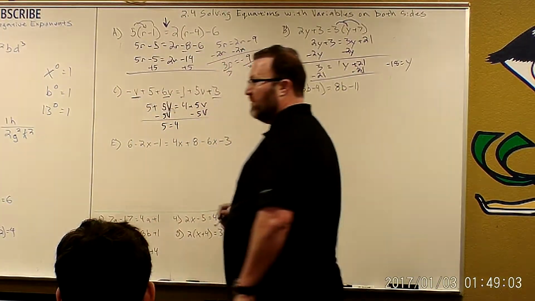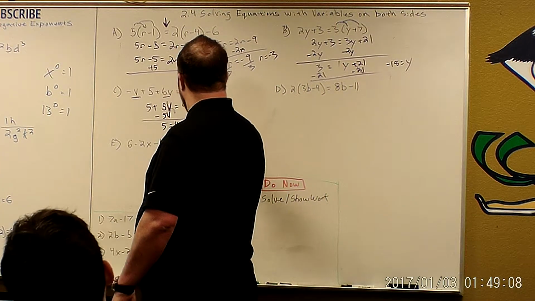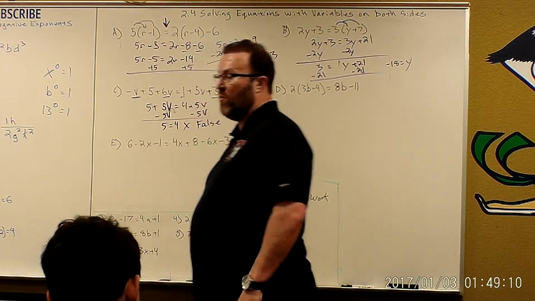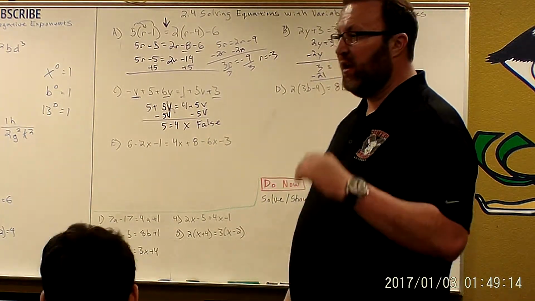What does this mean? False. Yep, we make a little check mark by it and write false. These numbers have to be exactly the same. Can one be a negative, one be a positive? No, they have to be exactly the same.